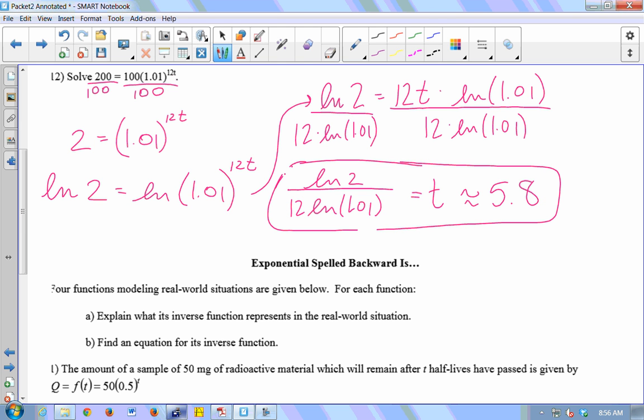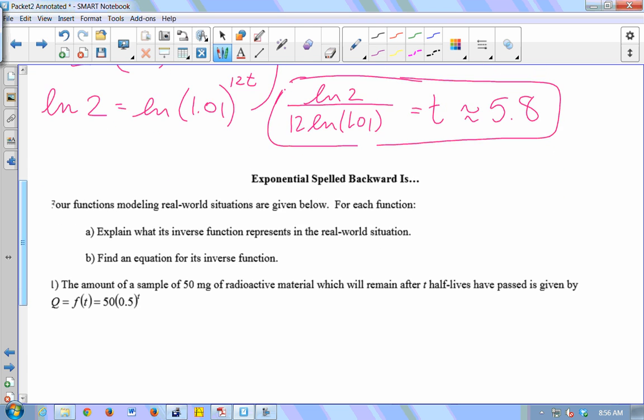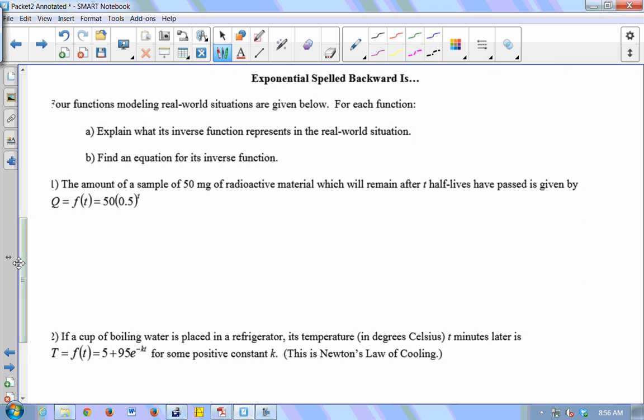So that's basically it for our review of inverses and log functions. I'm going to ask you to spend, let's say, 15 minutes working on this activity in your groups, and then I will give you the quiz after that. And the answers to this are on the next page.